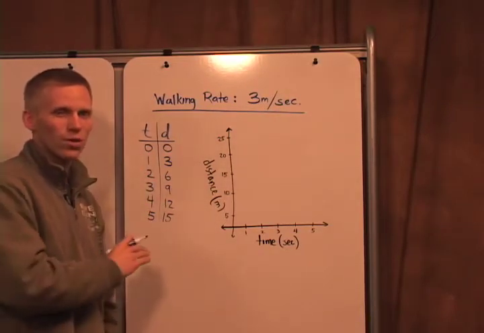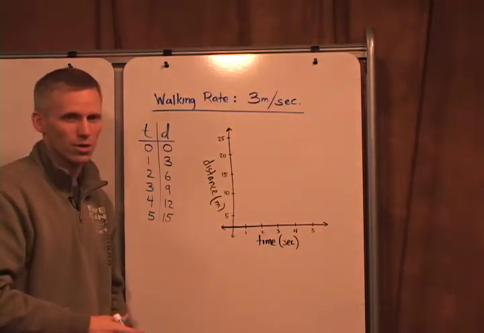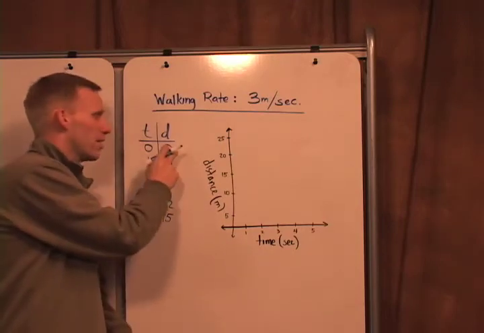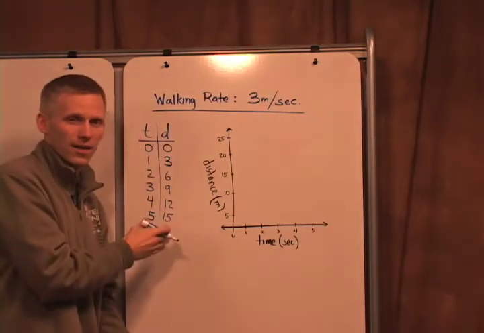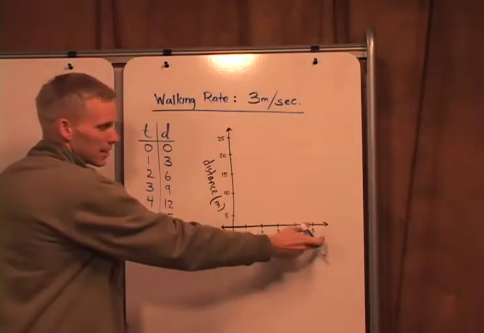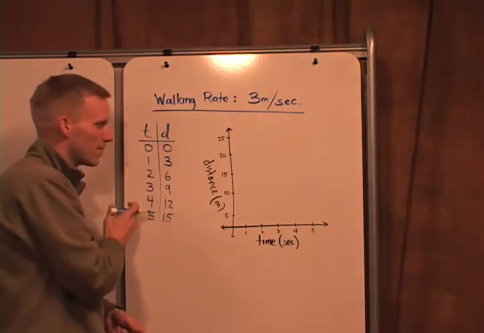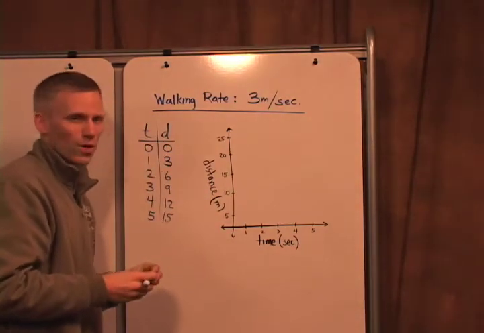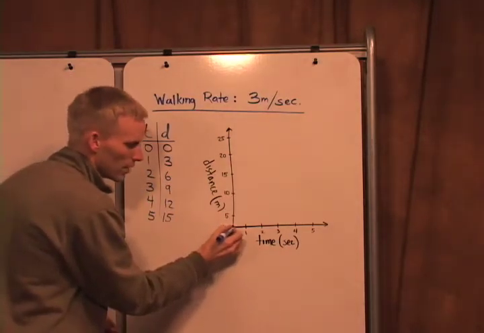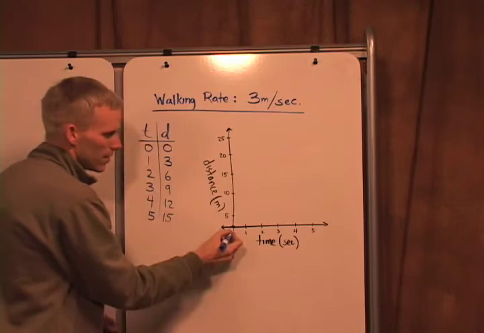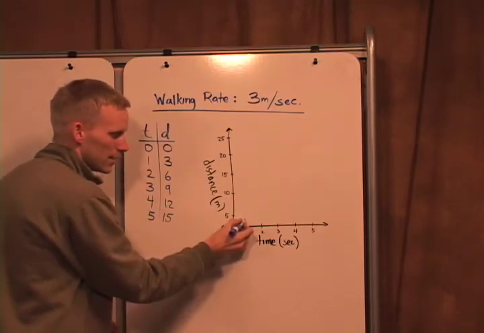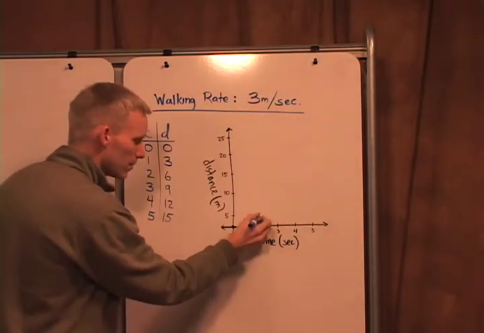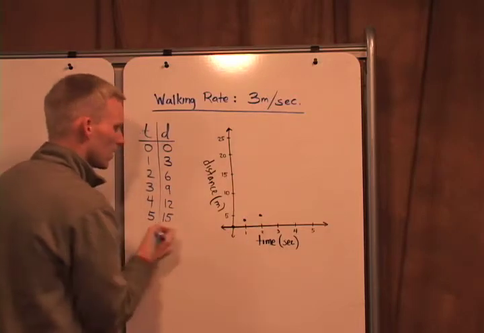These table of values correlate very well to our graph because they can be considered coordinates. This being our x value, our t values, and this being our y value, in this case our d values. You can see on the graph that my x-axis is in fact time for t, and my y-axis is distance for d. Give me a minute to put these points on here. 0, 0 will be right at the origin. 1, 3 means time 1 and distance 3. Time 2, distance 6. And so on.